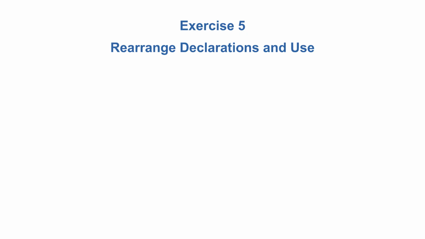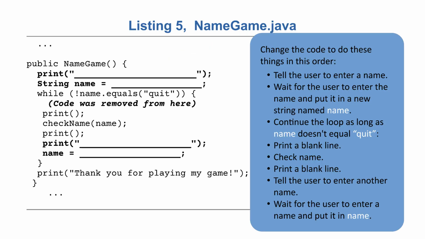Exercise 5. Rearrange declaration and use. Change the code to do these things in this order. Tell the user to enter a name. Wait for the user to enter the name and put it in a new string named name. Continue the loop as long as name doesn't equal quit. Print a blank line. Check name. Print a blank line. Tell the user to enter another name. Wait for the user to enter a name and put it in name.